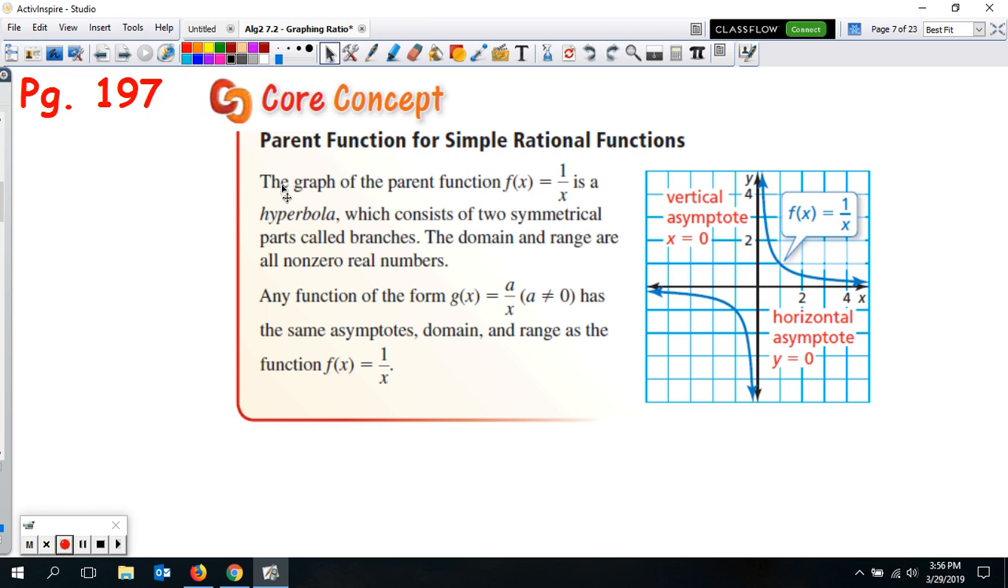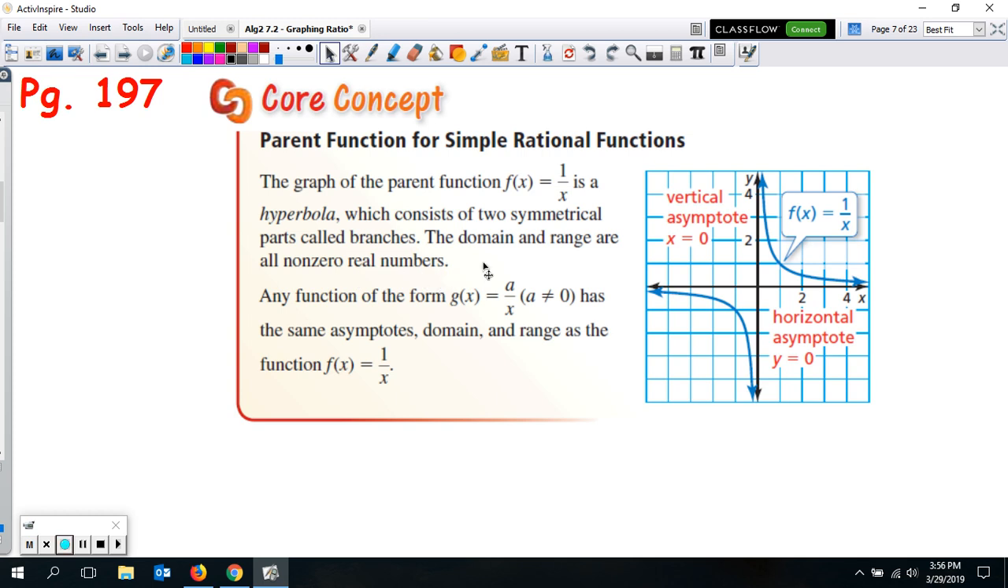What we can see here is the graph of the parent function, 1 over x, is a hyperbola. Hyperbola is just the name of what this graph is. It looks like this here. It consists of 2 symmetrical parts called branches. So we call these 2 things the branches of our hyperbola. The domain and range are all non-zero real numbers.